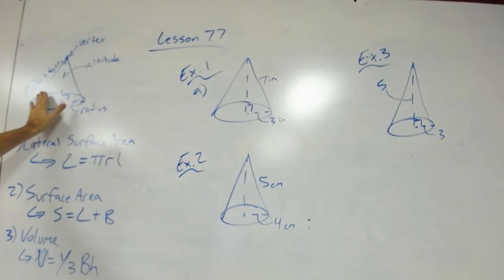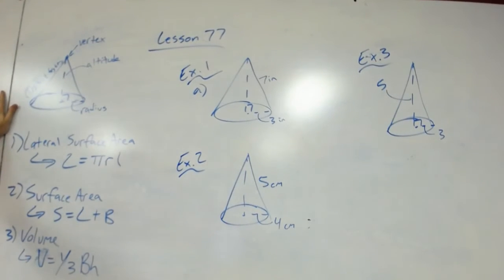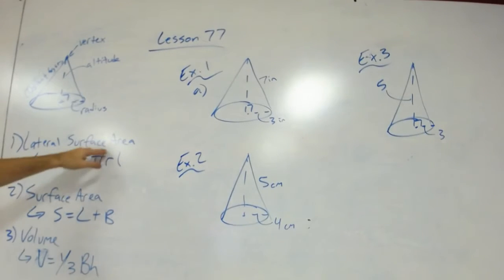Slant height is labeled with a lowercase l, and it is, literally, the slant. And there's no perpendicular sign there. It's not a right angle. That would be your slant height, so there's a difference there. Now there's three formulas we're going to look at. The first one is lateral surface area.